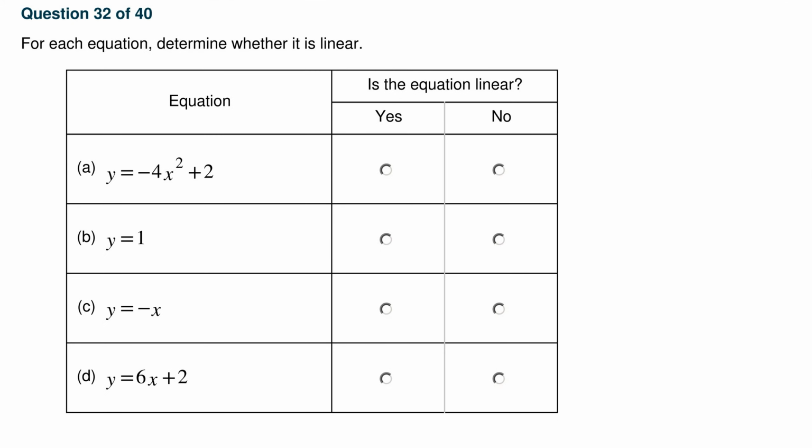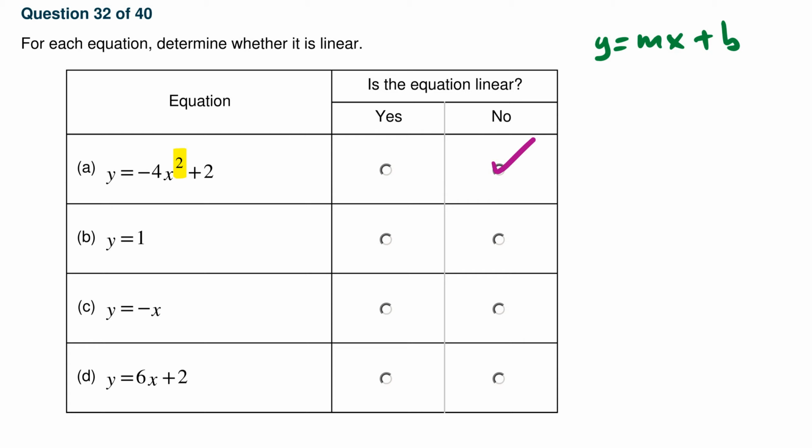Problem 32. For each equation, determine whether it is a linear equation. Okay, so as we learned so far, a linear equation is y equal to mx plus b. Keep that in mind. Problem A, y equal to -4x squared plus 2. We never worked with x squared before. That will give you a parabola, so it's not a linear function.